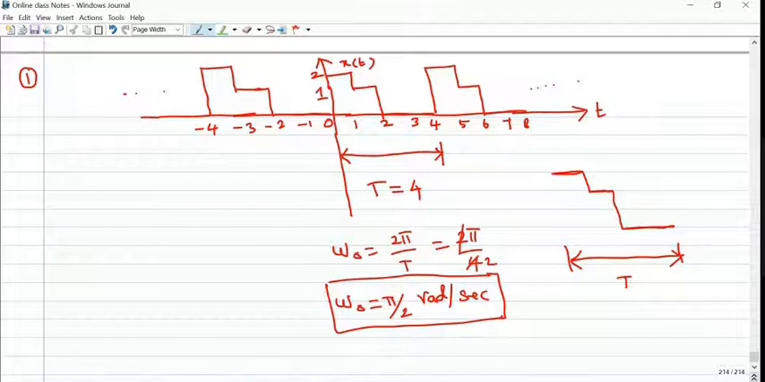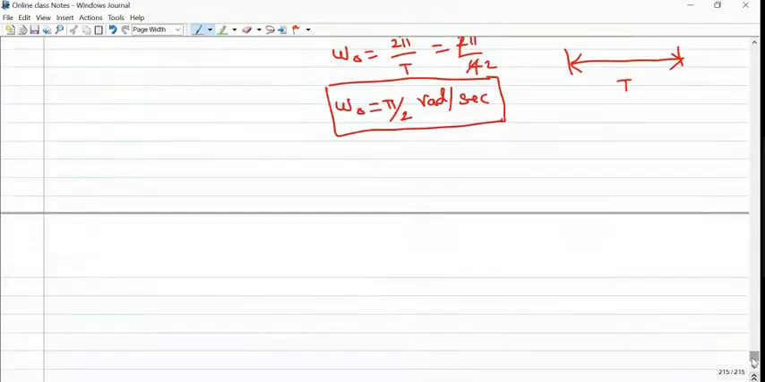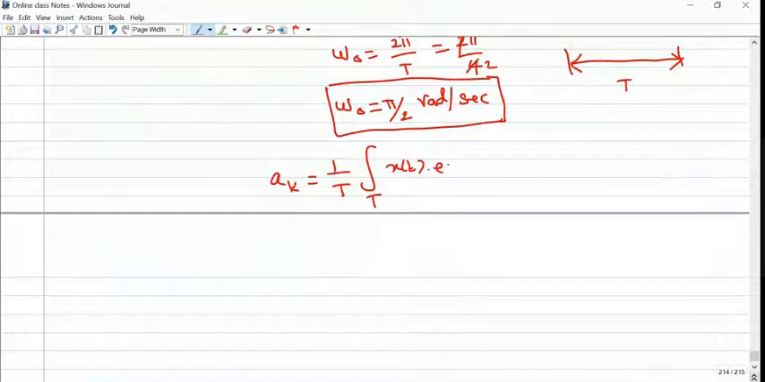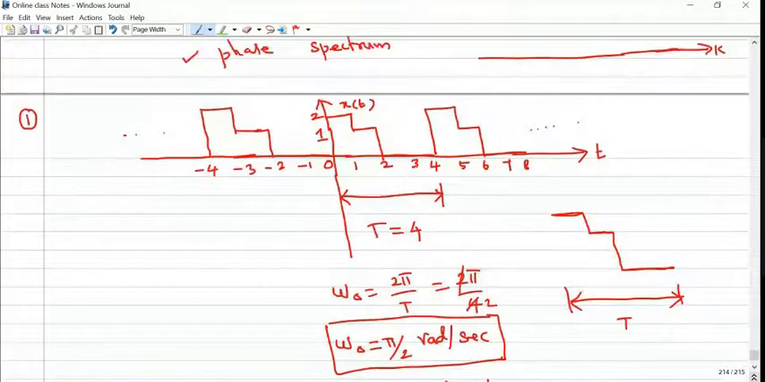Okay. Now directly find out the exponential Fourier series coefficient a_k. So what is the formula for a_k? It is 1 divided by the fundamental time period, integrated over the fundamental time period, x of t e power minus jk omega naught t into dt. So the x of t expression we need to write from the given signal.